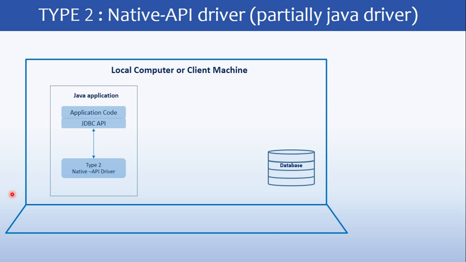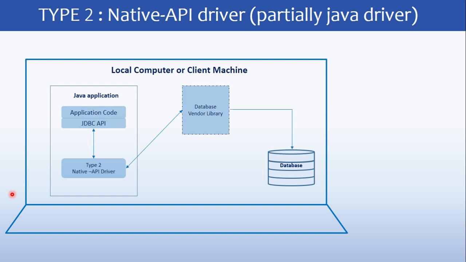So here the role of type 2 driver, that is native API driver, is to take the JDBC API calls and convert them into the native C or C++ API calls. So the task of type 2 driver is the conversion of JDBC API calls to the native C or C++ API calls. Then we require the database vendor libraries in order to complete the communication from the Java application to the database.